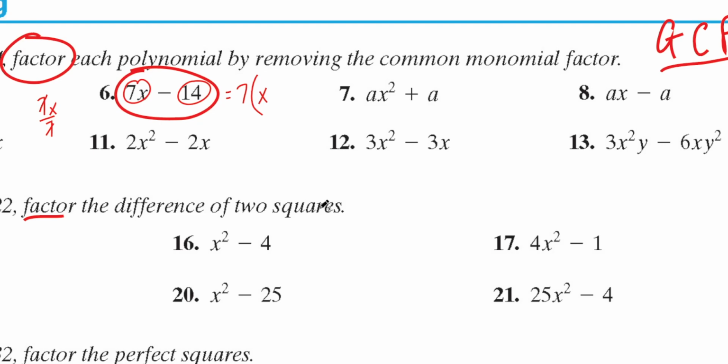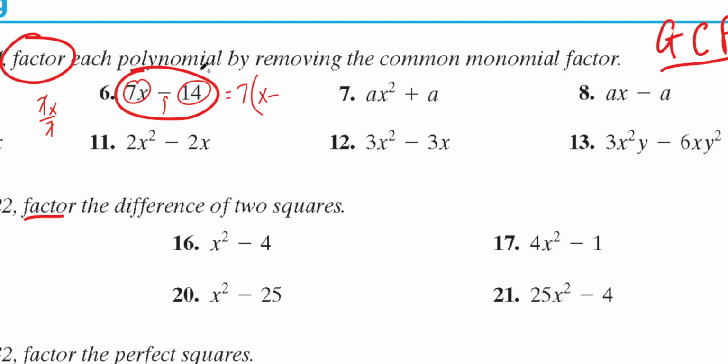Don't need to put the 1 in front of it. If you do, it's not wrong. It's just a waste of time, waste of space. Just put an x. And then we put the sign. Okay, the sign is minus, so we put a minus. And now we factor out a 7.